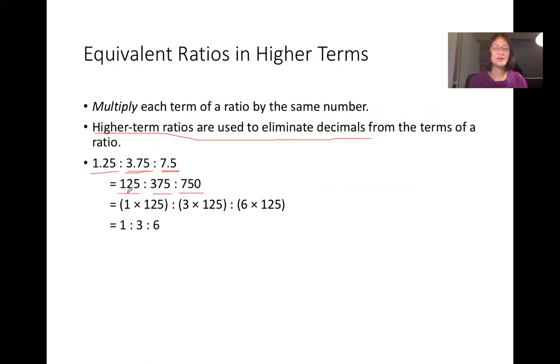And then we know 125 is 1 times 125, 375 is 3 times 125, and 750 is 6 times 125. So we have 125 as a common factor. We drop it. So the final result is 1 to 3 to 6.